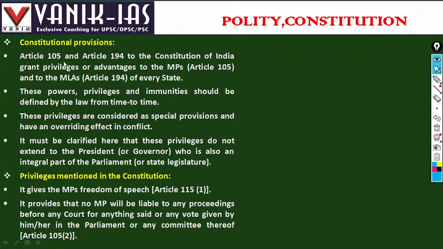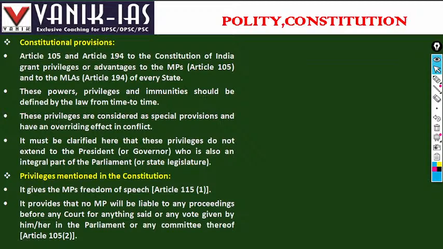Article 105 and Article 194 of the Constitution of India grant privileges and advantages to the MP and MLAs. So MPs under Article 105 and MLAs under Article 194 of the Constitution. These powers, privileges and immunities should be defined by law from time to time. These privileges are considered special provisions and have an overriding effect in conflict. It must be clarified here that these privileges do not extend to the president or governor, who is also an integral part of the parliament or the state legislature.